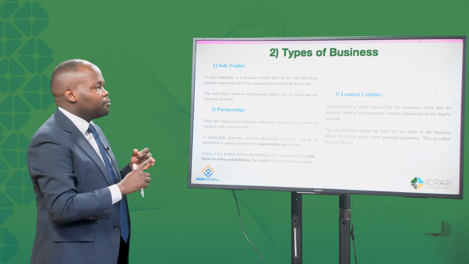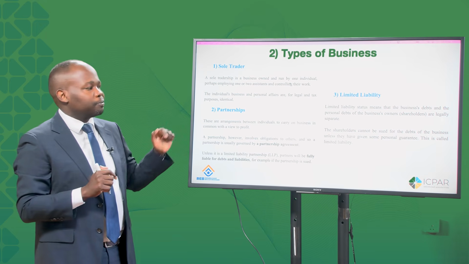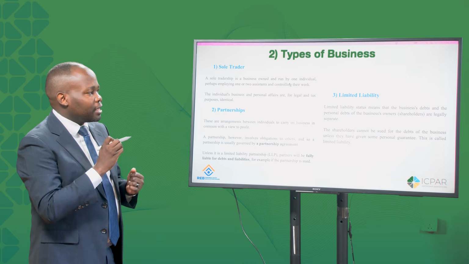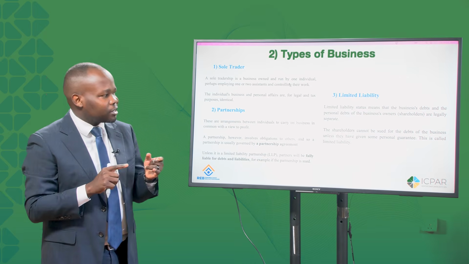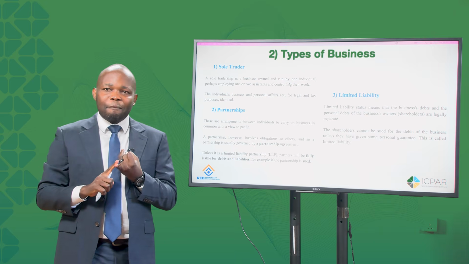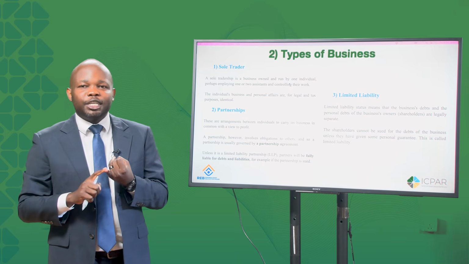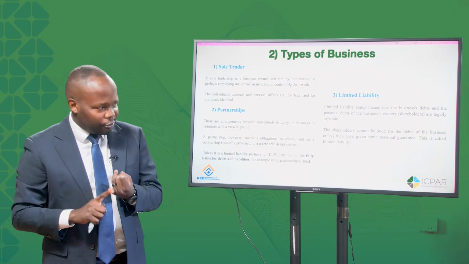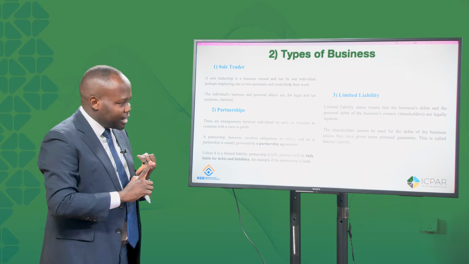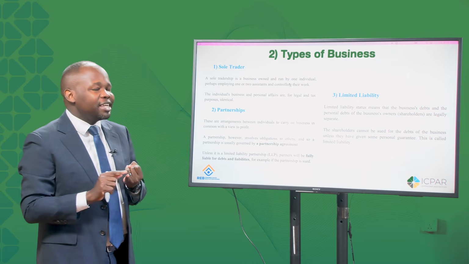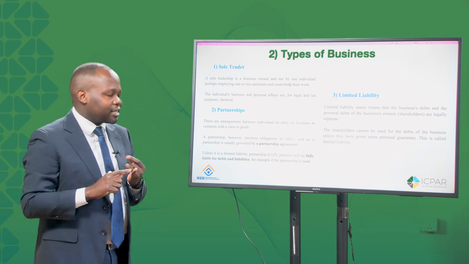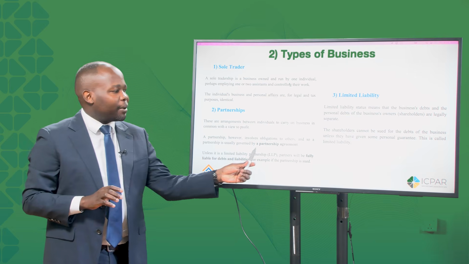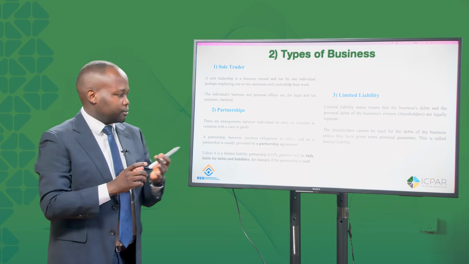The second form of business is a partnership. In a partnership, there is an arrangement between two or more individuals to carry on a business with the objective of making a profit. A partnership involves obligation to others. Because there is obligation to others, there should be what we call a partnership agreement.